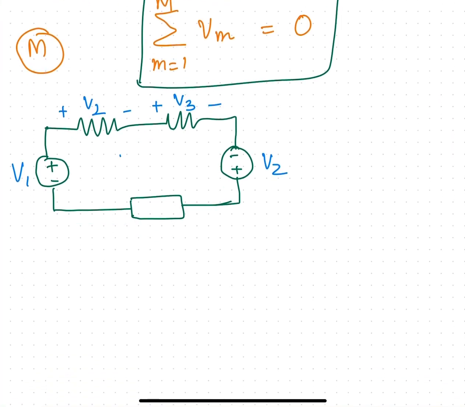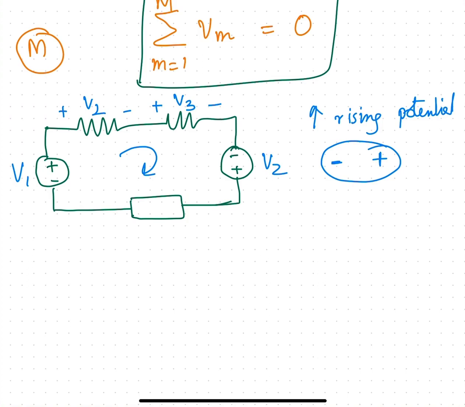It says that the sum of voltages around a loop is equal to 0. So what can I do? I will see the voltages, and for this you have to remember that when you see a rising potential, let's say by rising potential I mean if you're going from minus to plus, you can call it negative, and falling potential, plus to minus, you can call it positive.